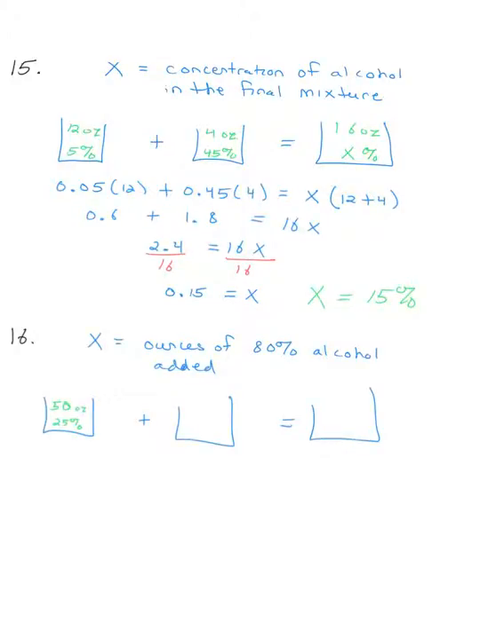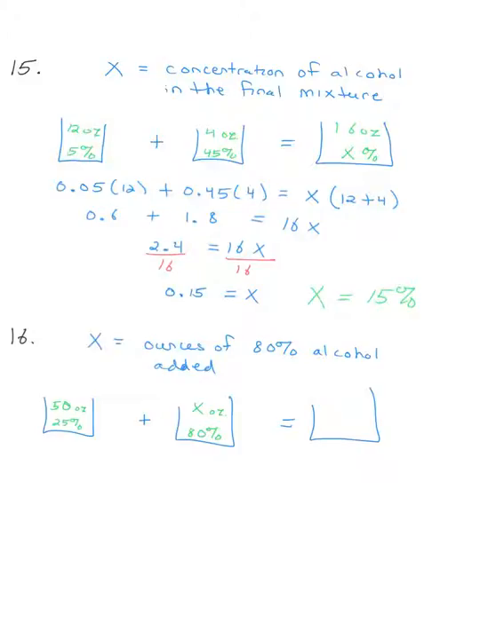For 16, the variable this time is not a percent, but it's a number of ounces of 80% alcohol that you're adding to take this 50 ounces of 25% alcohol up to 75% alcohol. So the setup is the same, it's just our variable is in a different location. Okay, we are pouring 80% alcohol into this thing right here. So it's got to be that we have 80% over here. I'll go ahead and fill that in. And the amount that we're pouring in, I just don't know what that is. I'll just have to call it x ounces. It's some number of ounces.